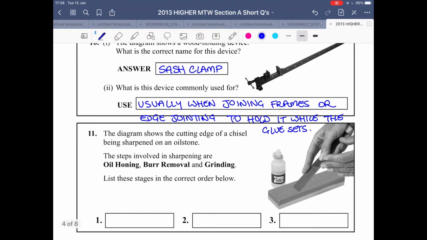Okay, we're moving on to sharpening. It's been a while since we did this in theory. The diagram shows the cutting edge of a chisel being sharpened on an oil stone, and it asks you then to put them in order.